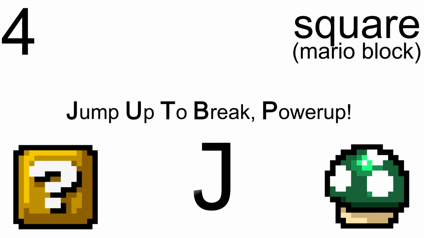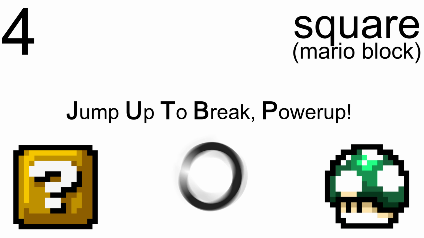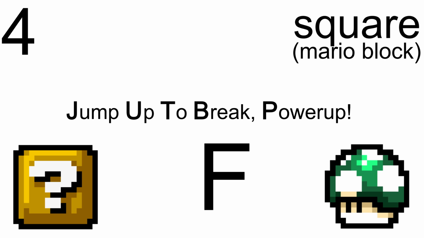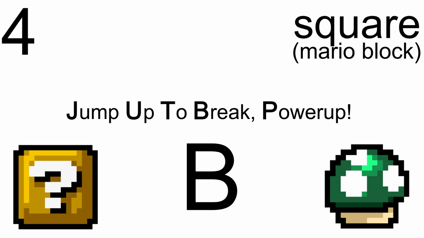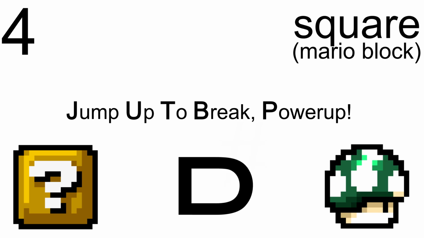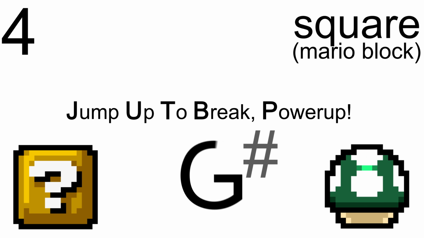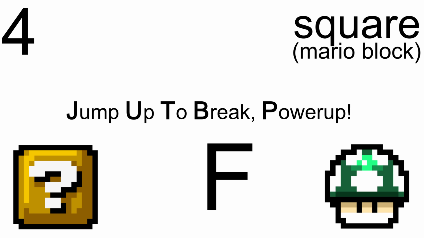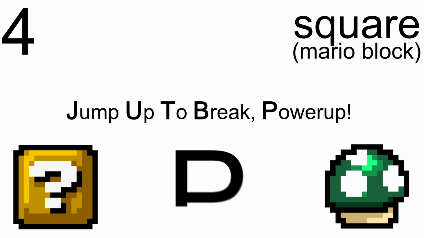Jump, J, sounds like G, so it's G sharp. Up, U, spins around to C sharp. T, that little bit moves down to F, so F sharp. B is B. P plops down to D, so D sharp. One more time, think the phrase and say the notes. G sharp, C sharp, F sharp, B, D sharp.